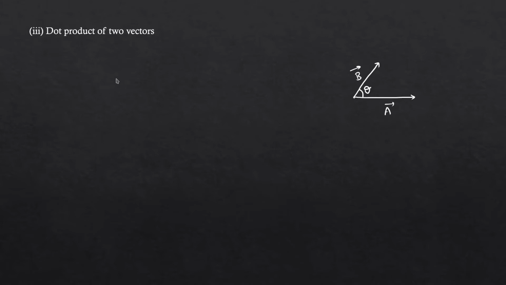So their dot product, A dot B, the dot product being represented by the dot there, equals the magnitude of A into the magnitude of B into the cosine of the angle between those two. We normally write mod of vector A as A, without the mod and the arrow. Same as B, then cos theta. So the dot product of vector A and B is AB cos theta.